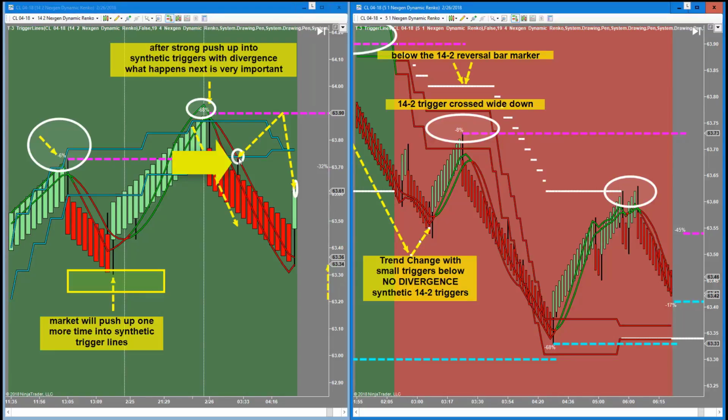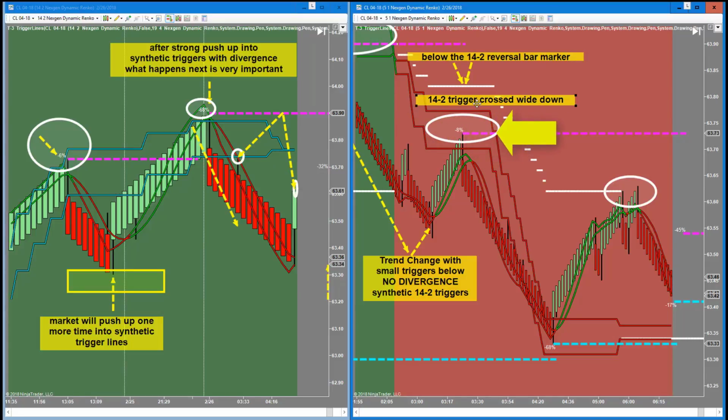Now, once the market goes down and changes trend on our smaller chart, which is represented by the small triggers here, you'll see we end up with really what is our perfect look for a trend trade down. Wide 14.2 triggers cross to the downside, a trend change with no divergence on the low down here, not too much gap between price and small triggers and the synthetic triggers. And then, this is really where we look for very high probability trend trade shorts.